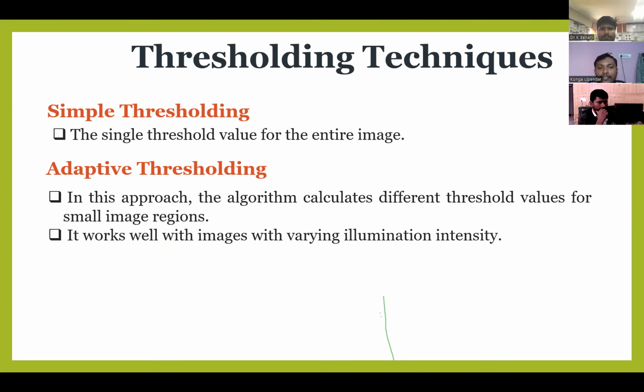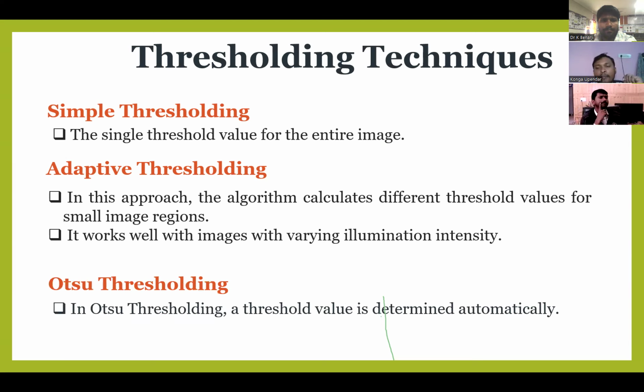So what happens in the adaptive thresholding technique? This algorithm will divide the image into different boxes. In the next illustration I will show you that. We break the entire image into a number of square boxes, and for each square box one particular threshold value will be there. That is the way it classifies the pixels into foreground or background. In that case we don't have a single threshold value, we have a number of threshold values. That is the adaptive threshold technique.